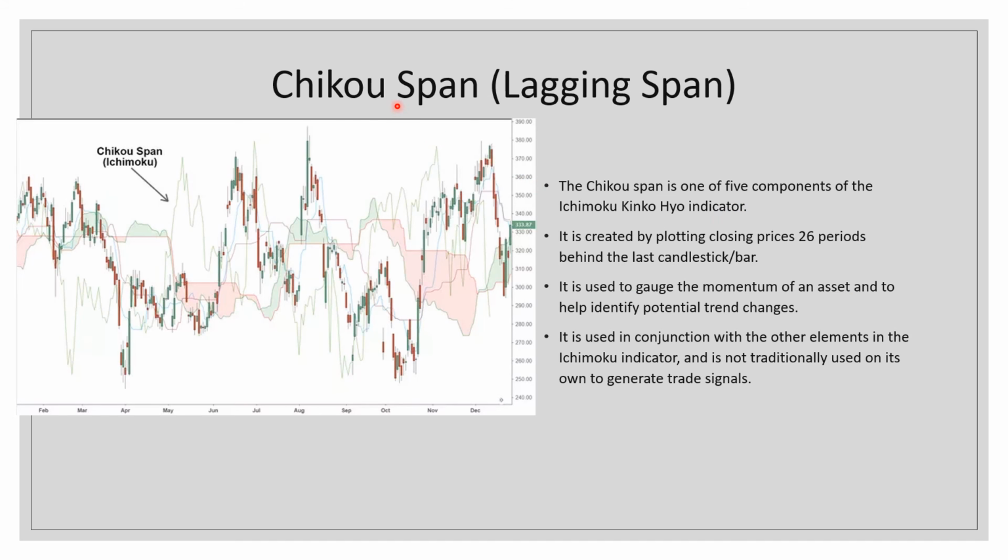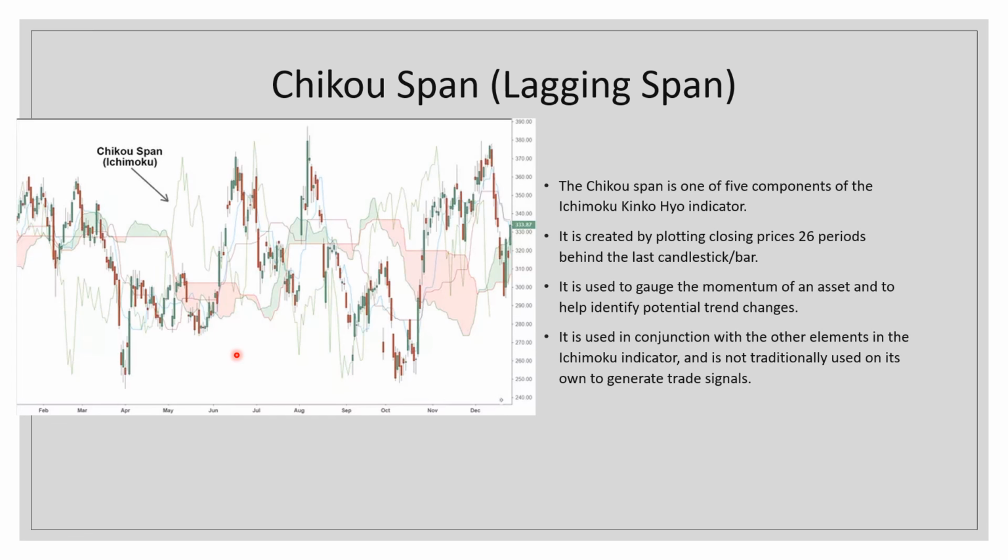The last part is the lagging span. The lagging span is one of the 5 components of the Ichimoku Kinko Hyo indicator. It is created by plotting the closing price 26 periods back. This tells us whether price has proper momentum or not. If the Chikou span, or the lagging span, is above the cloud, that means the price has been in a bullish trend for a considerable period of time. And if it is below the Kumo cloud, then it is not bullish, but in a kind of bearish momentum.